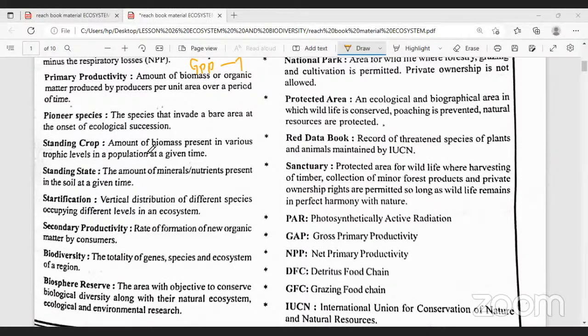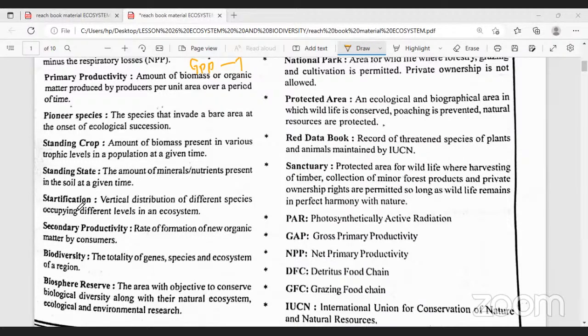Standing crop: the amount of biomass present in the various trophic levels in a population at a given time. Standing state: the amount of minerals and nutrients present in the soil at a given time. It is nothing but the minerals and nutrients present in the soils. Some have high nutritive substances, and some have less, because some lands do not have the specific amounts of minerals, as they are utilized by plants and animals. That condition is called standing state.